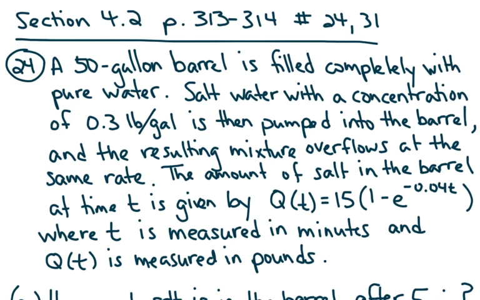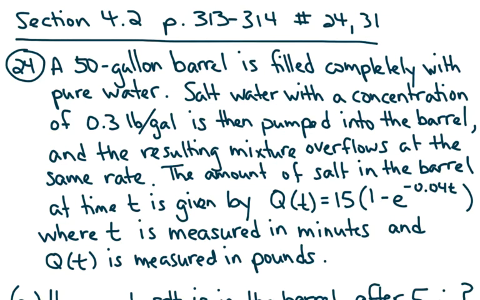The next two problems come from section 4.2. The first one is problem 24. A 50-gallon barrel is filled completely with pure water. Salt water with a concentration of 0.3 pounds per gallon is then pumped into the barrel, and the resulting mixture overflows at the same rate. The amount of salt in the barrel at time t is given by Q of t is equal to 15 times (1 minus e raised to the negative 0.04t), where t is measured in minutes, and Q of t is measured in pounds. So think about this.